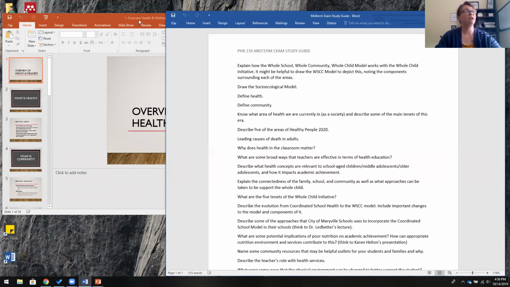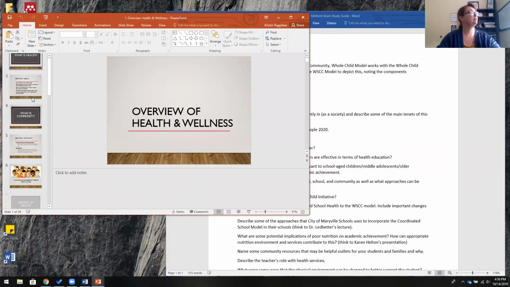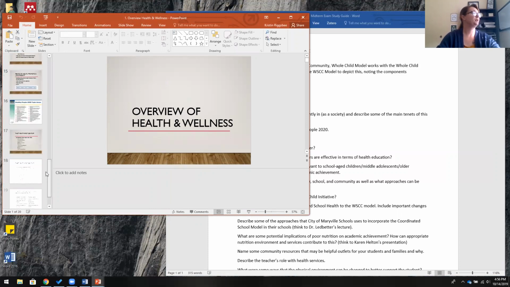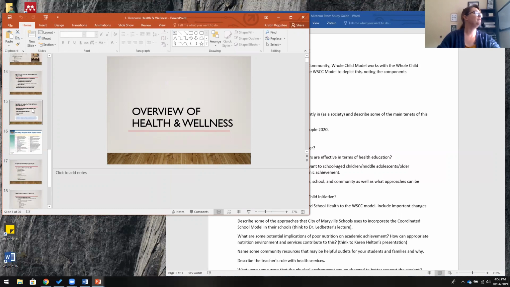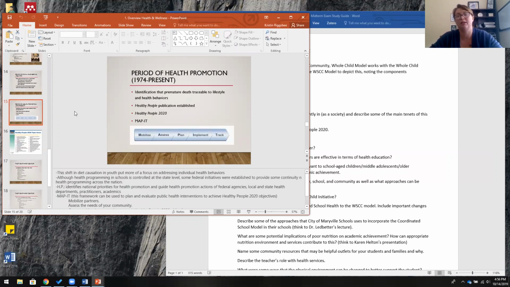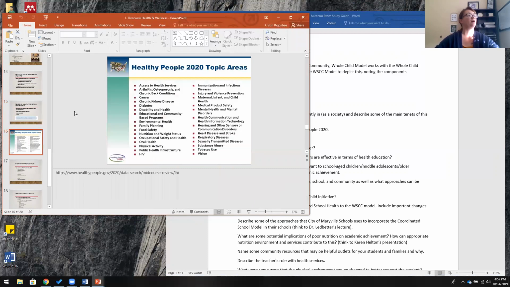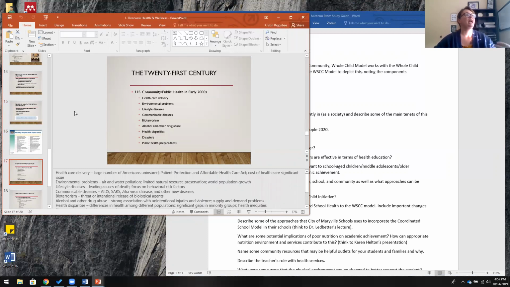Know what era of health we are in currently. So I'm going to take you back to some of those slides, if you can see on the screen there. The current era of health that we are in is the period of health promotion, and that started in about the mid-1970s. We're talking about that transition of time where infectious disease is not the primary cause of death, and lifestyle behaviors are causing death. So thinking about Healthy People 2020, a lot of times we're talking about the environment, healthcare access, alcohol and other drug abuse, and health disparities.